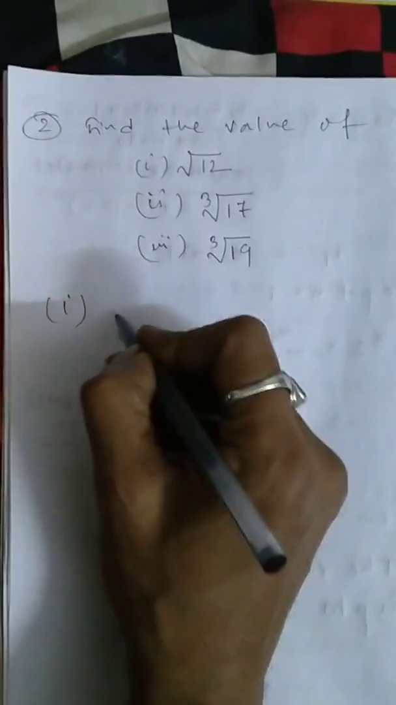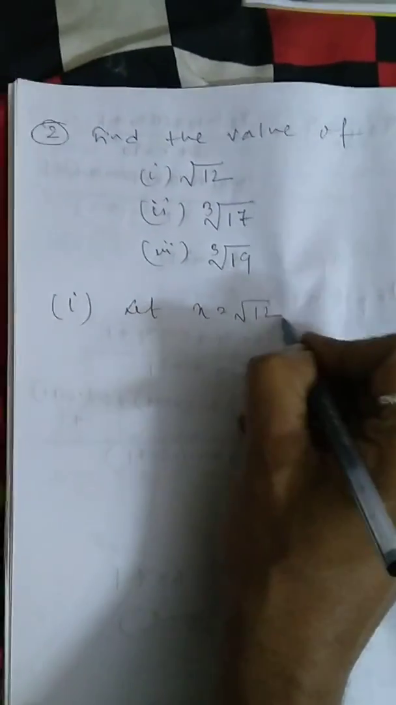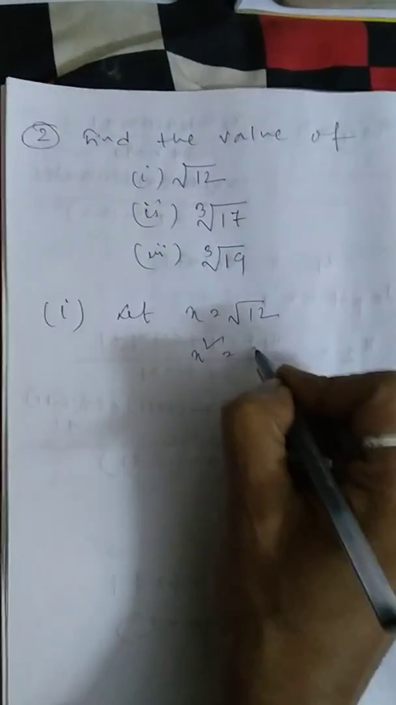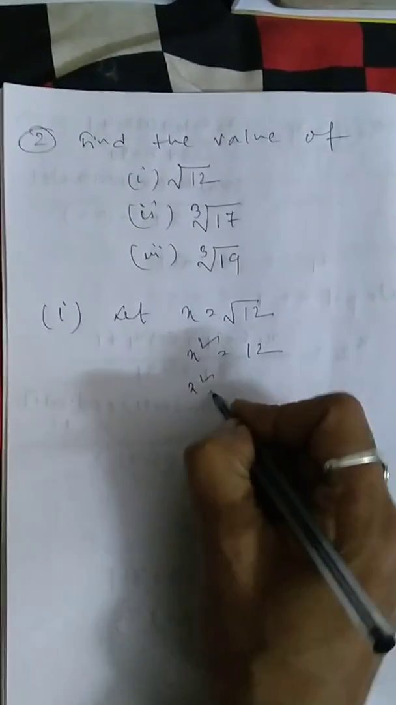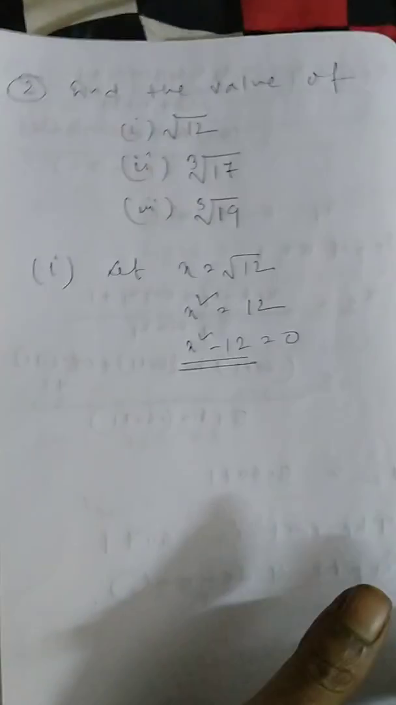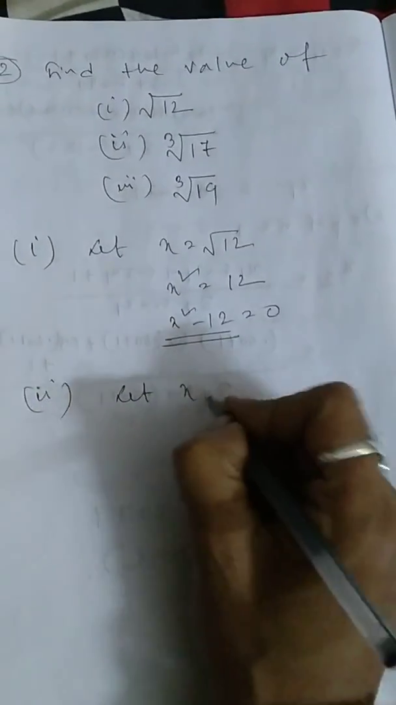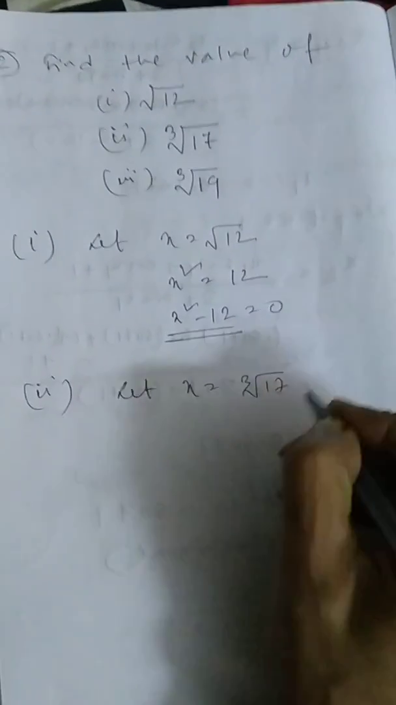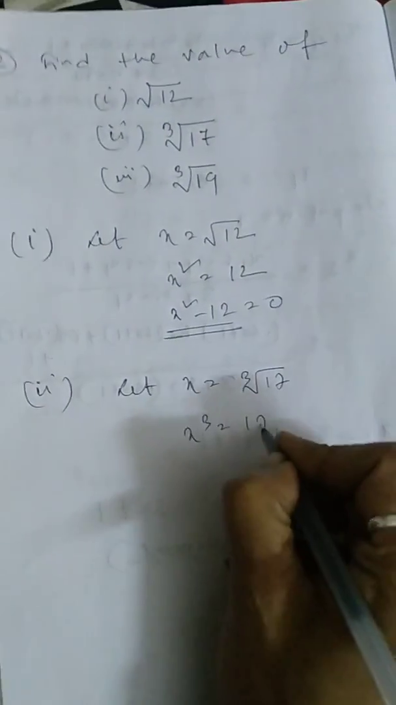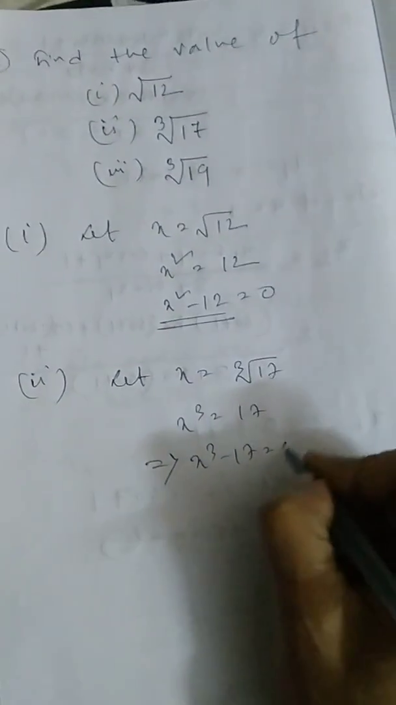So we can say let x equals square root of 12. Definitely we can say x square equals 12, and x square minus 12 equals 0. That means here the function is x square minus 12. In the second case, the procedure will also be the same. We can say let x equals cube root of 17. That means x cube equals 17, that means x cube minus 17 equals 0.